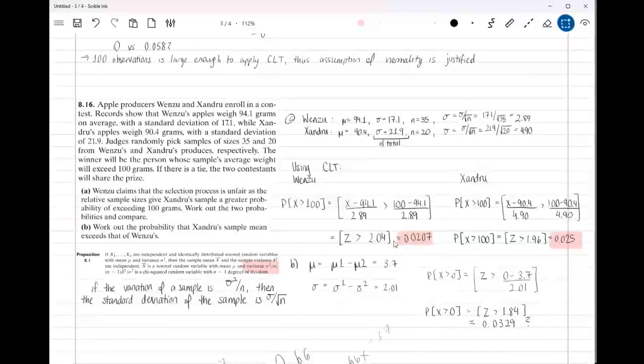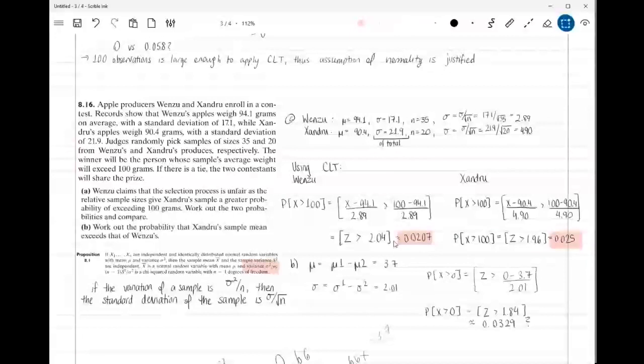So the question says, apple producers Wenzhou and Zandrew enroll in a contest. Records show that Wenzhou's apples weigh 94.1 grams on average with a standard deviation of 17.1, and Zandrew's 1.9. Respectively, the winner will be the one. Wenzhou claims exceeding. I had attempted it.